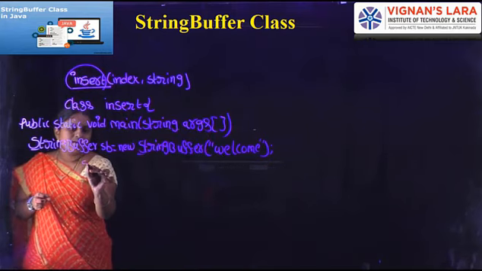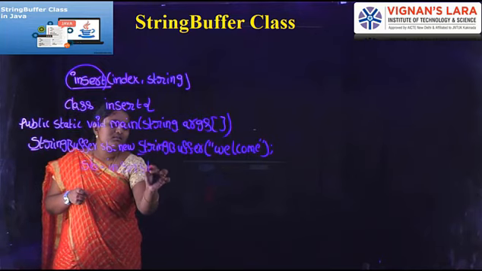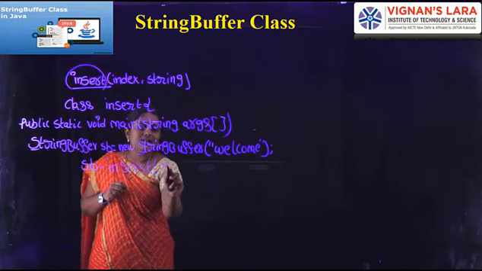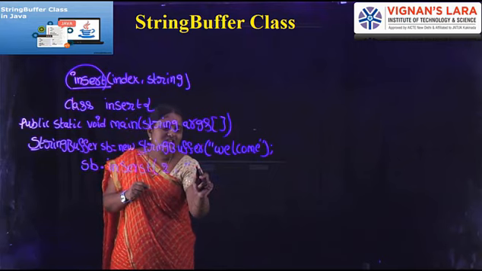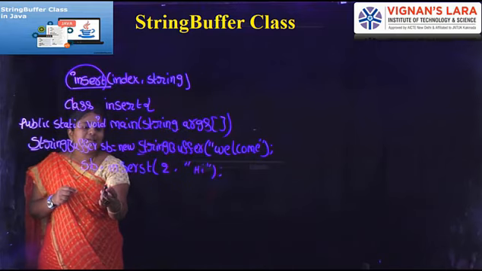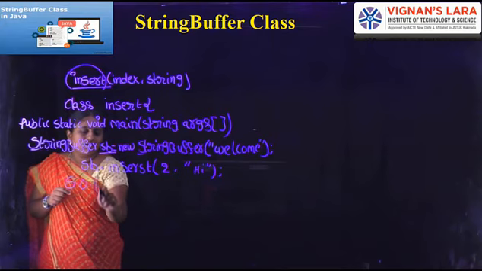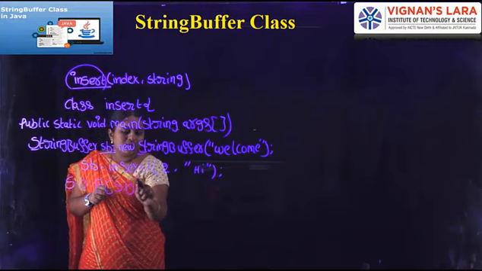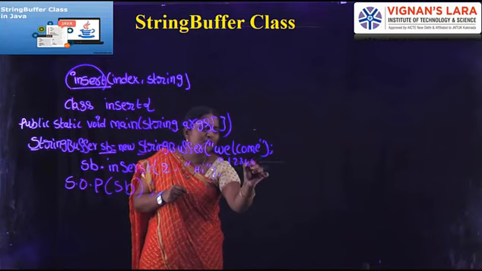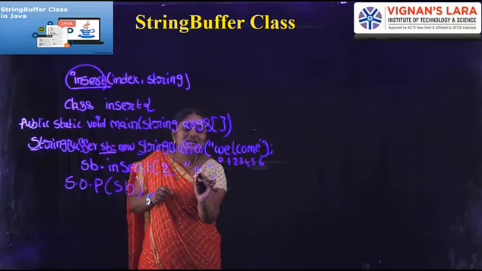Here sb dot insert. I want to insert at the second index position the string "hi". After calling the insert method with the help of the object reference, it will print with indexes 0, 1, 2, 3, 4, 5, 6. Okay, at the second index position, insert the string "hi".